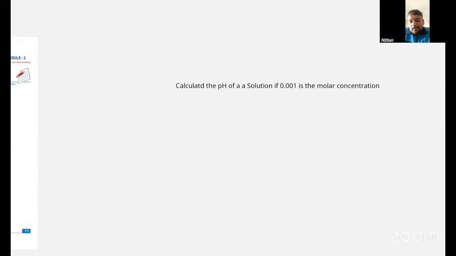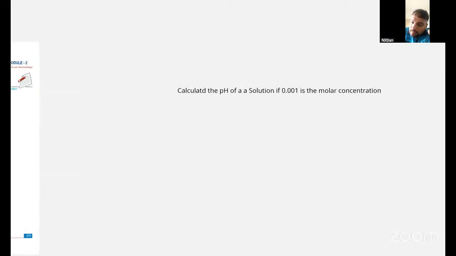Now, molar concentration means the concentration of ions. And which ions? H plus ions. It is the H plus molar concentration. I will write like this: H plus molar concentration. Okay.